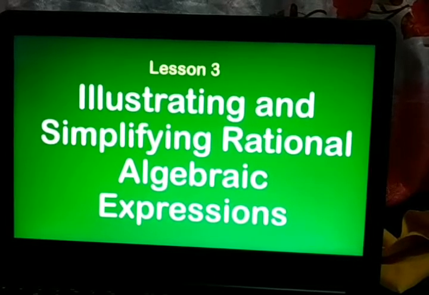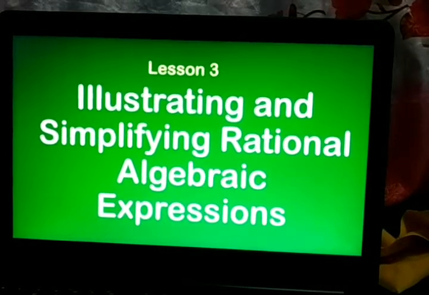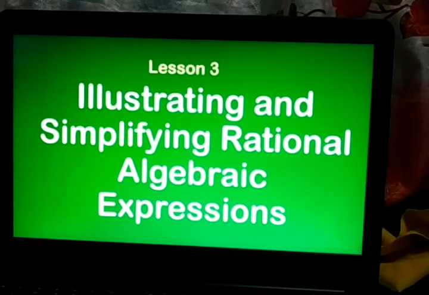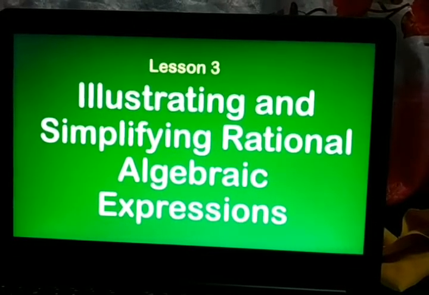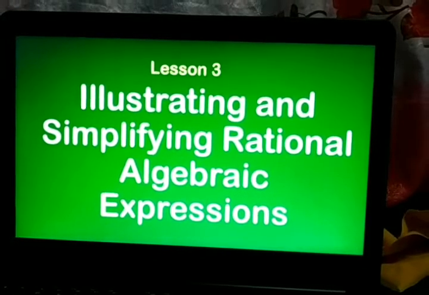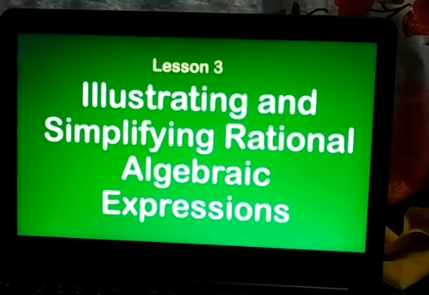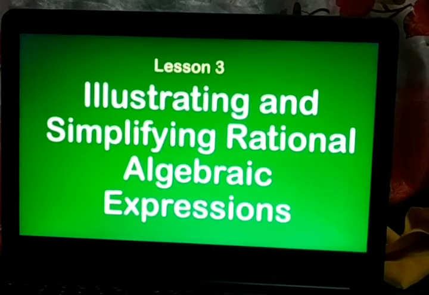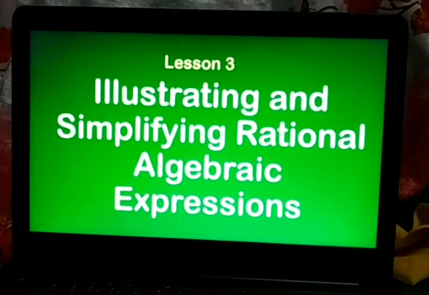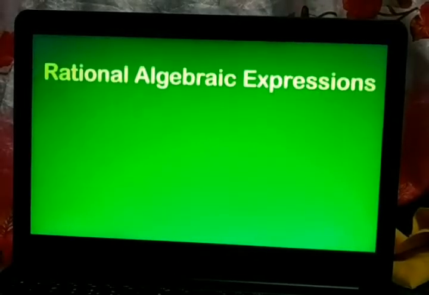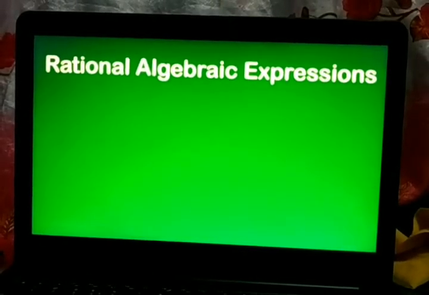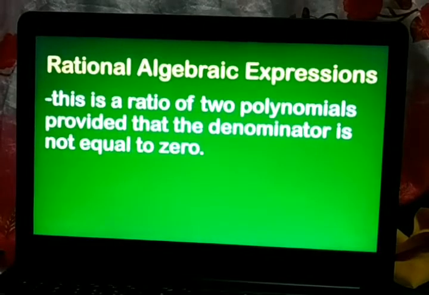On Lesson 3, Illustrating and Simplifying Rational Algebraic Expressions. Okay, so we have two verbs there, illustrating and simplifying. We will make this easy. I know you already have an idea from the self-learning module that I had given you. Okay, let's start. What are rational algebraic expressions?